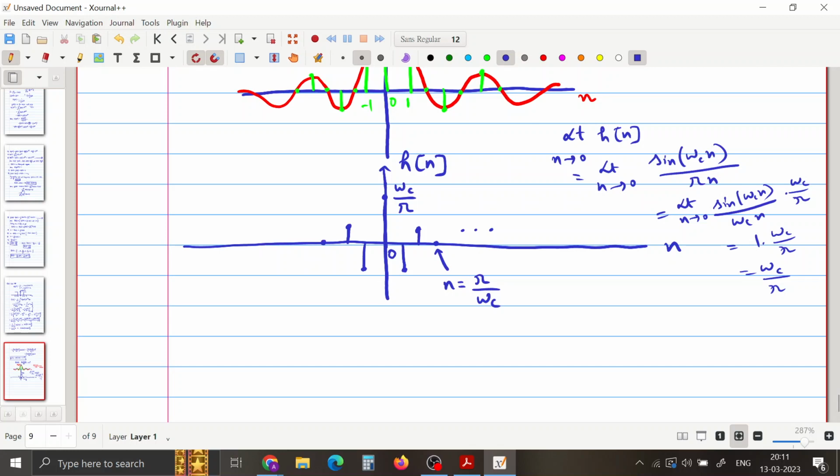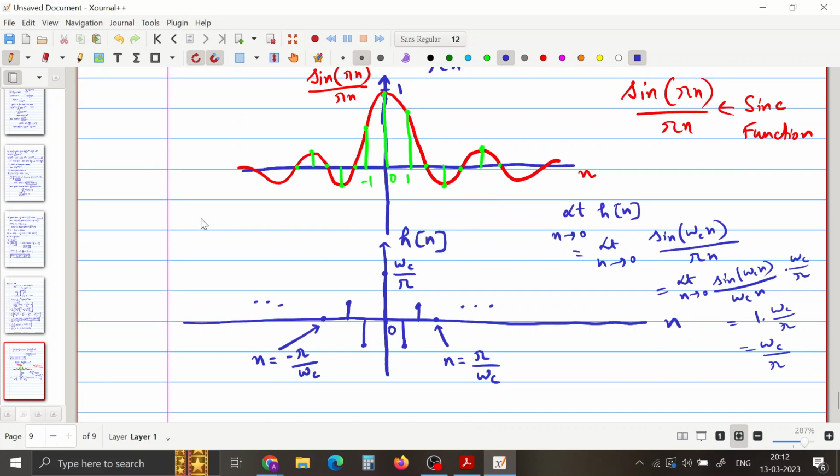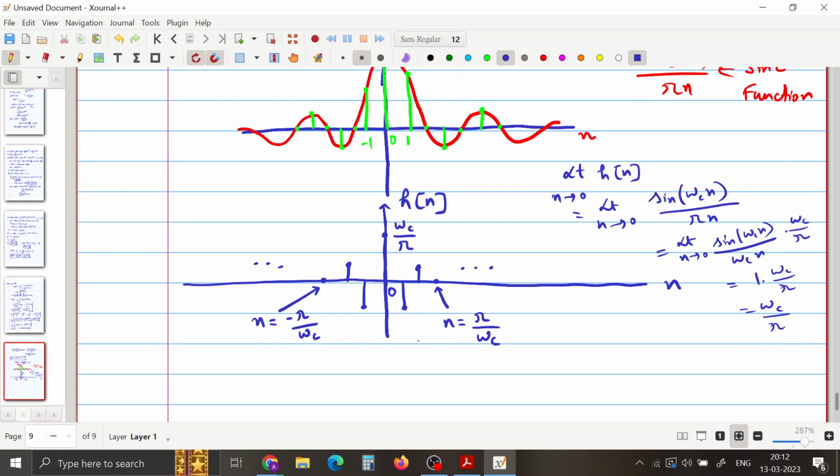And again it comes to 0 here also. It will be completely symmetrical. Okay, and it goes on like this. So the takeaway is that you see it becomes 0 at n equals pi by omega c. Now, if the question asks what happens if omega c is increased, this point becomes more and more close to 0. This value, pi by omega c, becomes less.